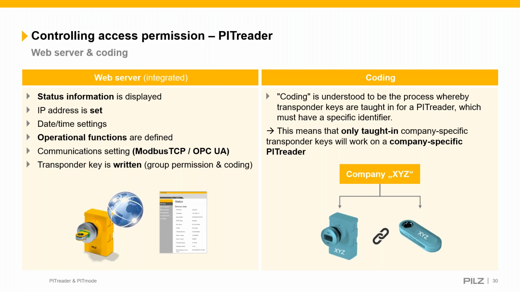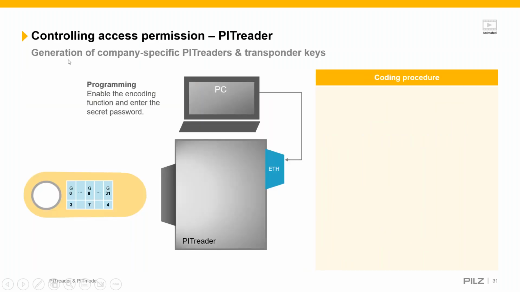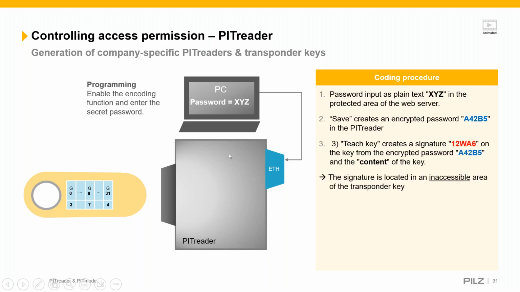So, like anything else, the more you put in, the more you can get out of it. You can actually lock the keys down to company-specific PIP readers. And the way that we generate a company-specific PIP reader and transponder keys is we have our PC connected to the PIP reader via Ethernet. Password inputs in plain text into the protected area of the web server.